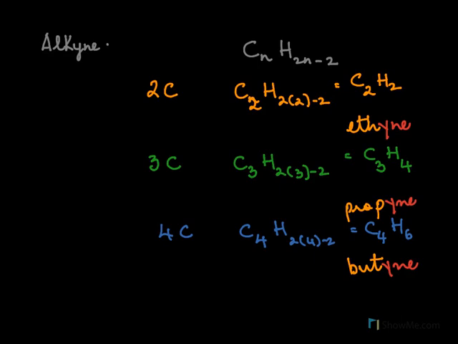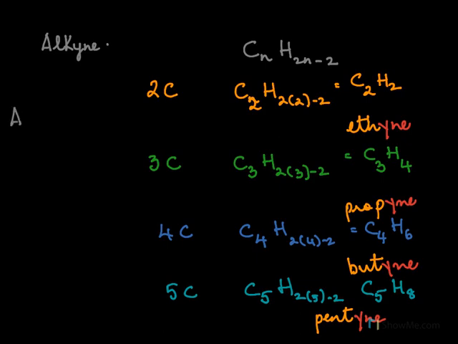Now for 5 carbons, we'll have C5, H2 into 5 minus 2. So C5, 10 minus 2, and it is 8. And the name would be, again, it is 5 carbons, so it is pent, and it's got a triple bond, so pentyne.